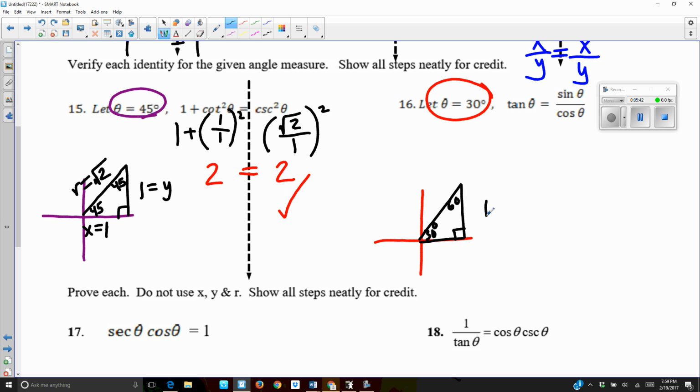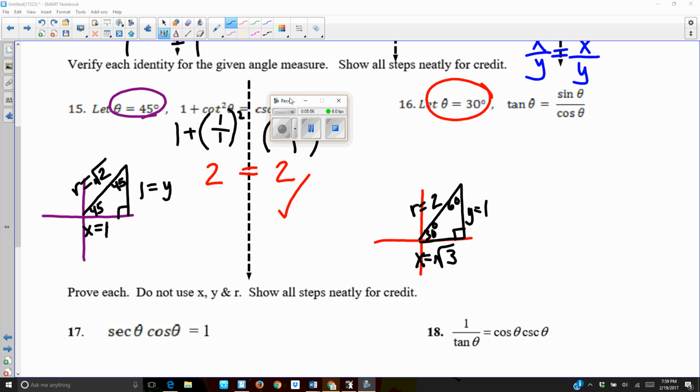This follows the pattern of 1, radical 3, 2. Y is 1, x is radical 3, r is 2. So substitute those 3 numbers into these trig function formulas. So first the left side, the tangent of 30 degrees. Really, that's what we're doing. We're taking the tangent of 30 degrees.